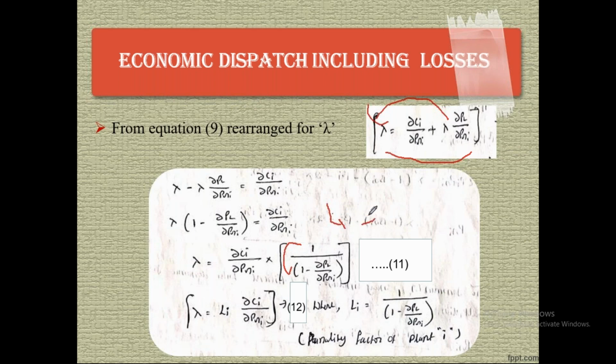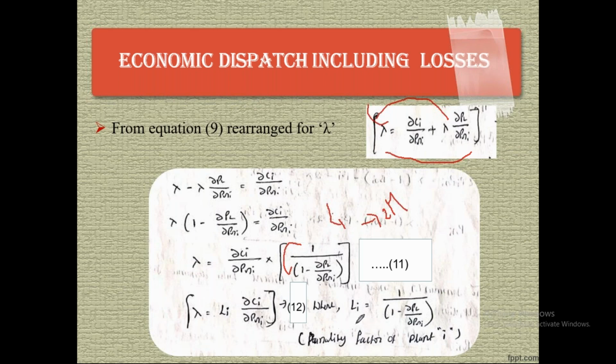This is also one of the most important for 2 marks: write down the penalty factor for the ith plant. You have to write it like this: Li equals 1 divided by 1 − ∂PL/∂PGi. What is the need of this derivation? We have to find the penalty factor.